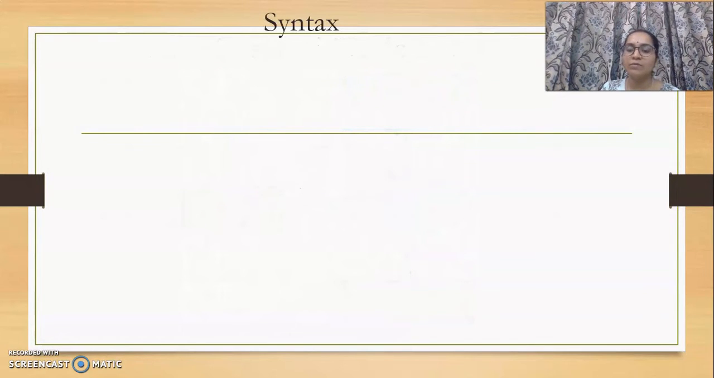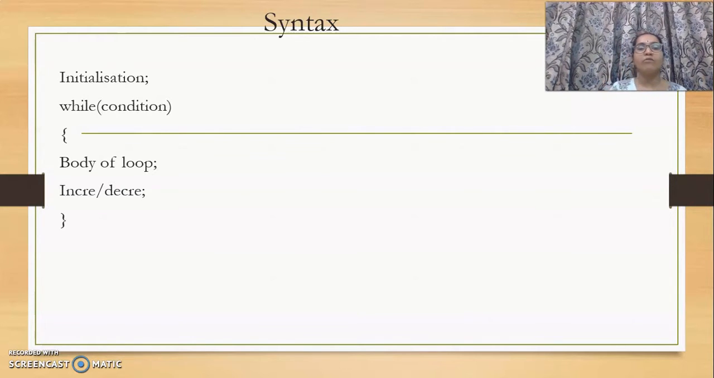Next, we will see what the syntax is. Syntax means how to write the while loop in C language. So the syntax of a while loop is this. First, we specify the initialization, meaning the starting value of the variable, then the condition of while in parentheses, then in a pair of curly braces we specify the body of the loop and the increment or decrement statements.